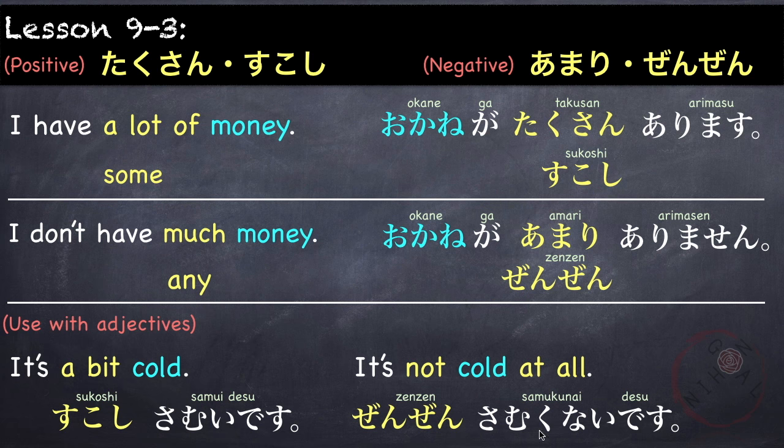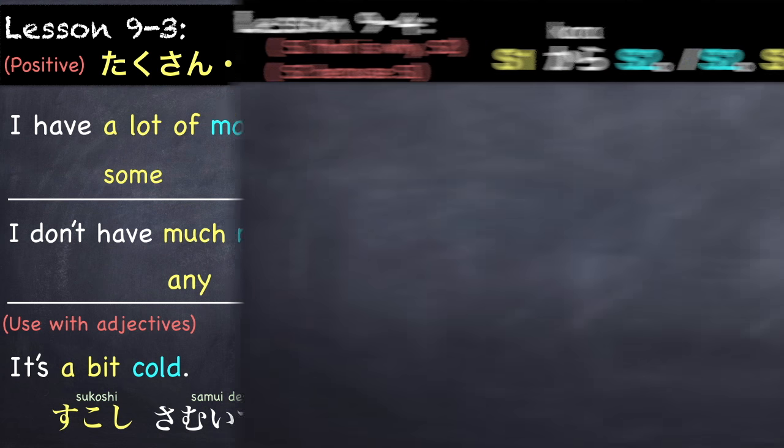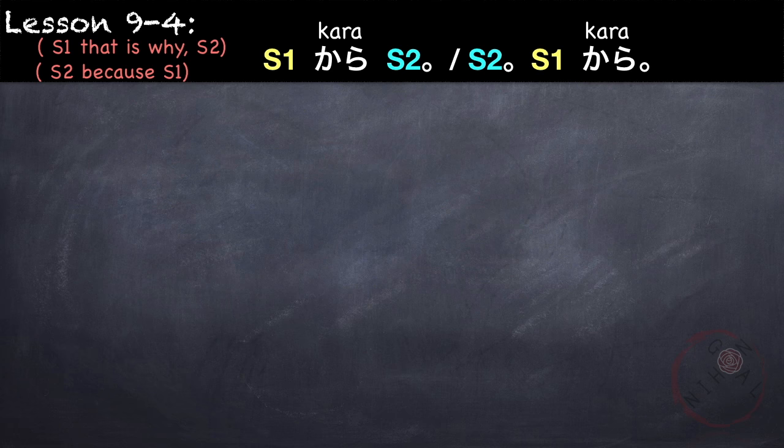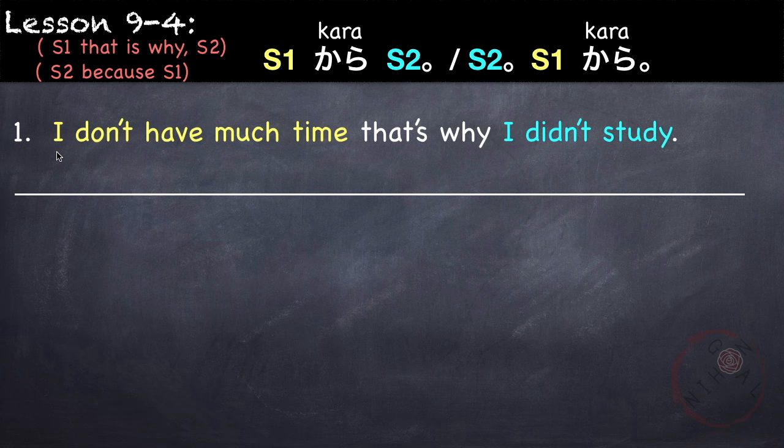It's not cold at all. 全然寒くないです。Next is giving reasons. S1 or sentence 1, that is why S2 or sentence 2. S1 から S2. Reason から outcome. Or you can reverse it. S2 or sentence 2 because S1. Outcome because S1. For example, I don't have much time. That's why I didn't study.